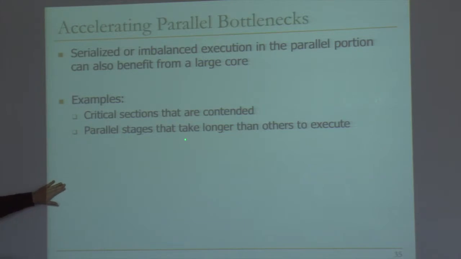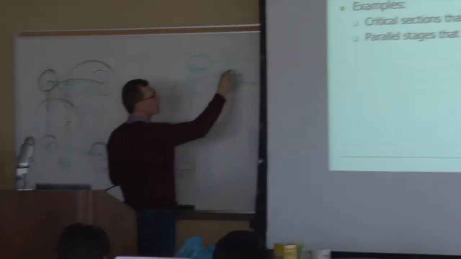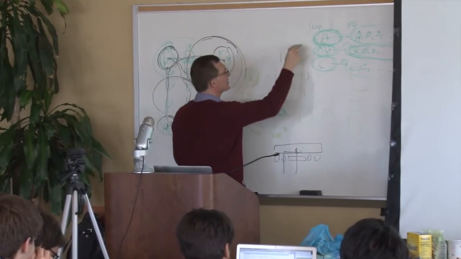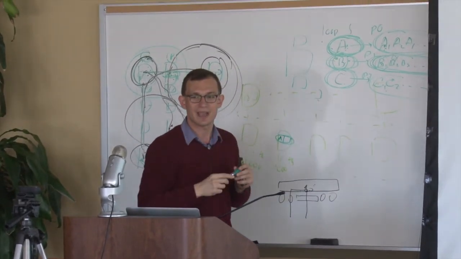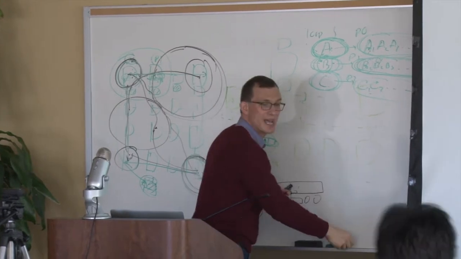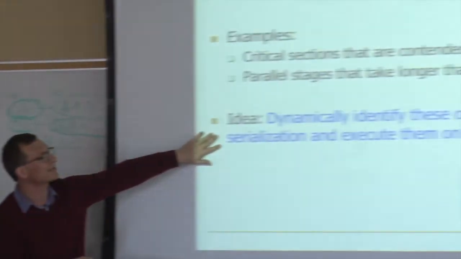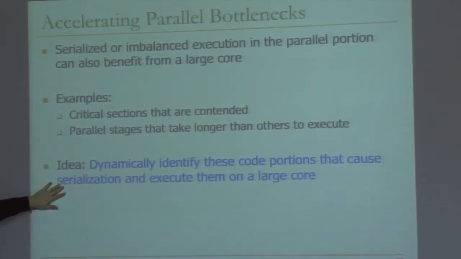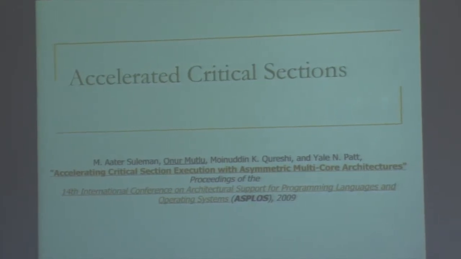Or parallel stages that take longer than others to execute. For example, here, if you somehow figure out that B takes twice as long to execute than A and C, you can allocate this to a large core and allocate A's to small cores. That way you don't run into this load imbalance issue. So the idea is to dynamically identify these code portions somehow that cause serialization and execute them on a large core. And I'll talk about one example of it, which is accelerated critical sections.